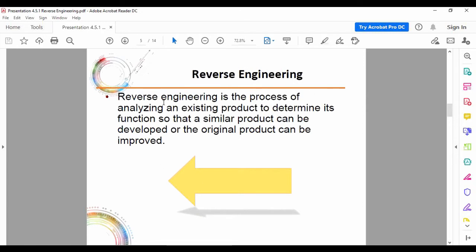But what is reverse engineering? Reverse engineering is the process of analyzing an existing product. So you're taking something that already exists to determine its function so that a similar product can be developed or the original product can be improved. Okay, so you're copying a product that exists in some way, shape, or form, or you're going to take that product and then you're going to improve upon it.